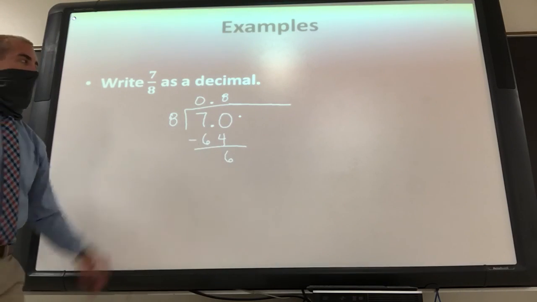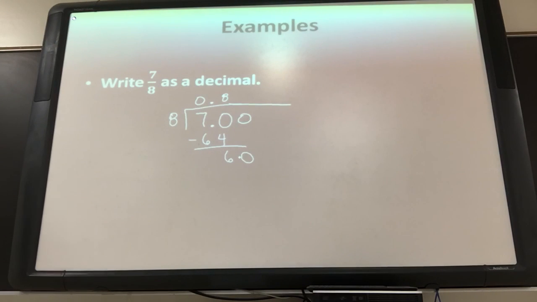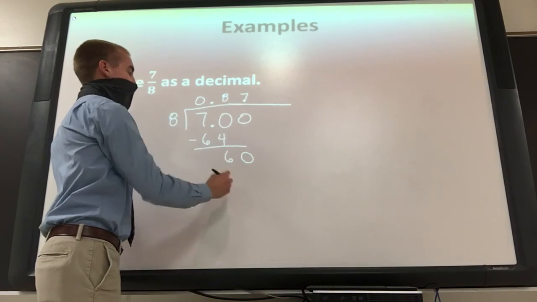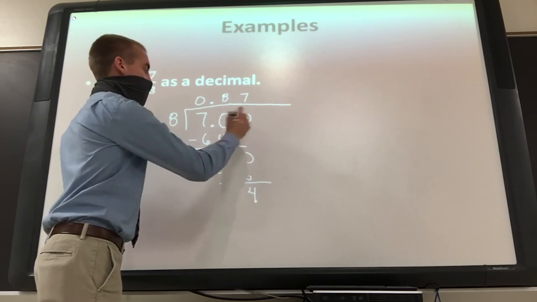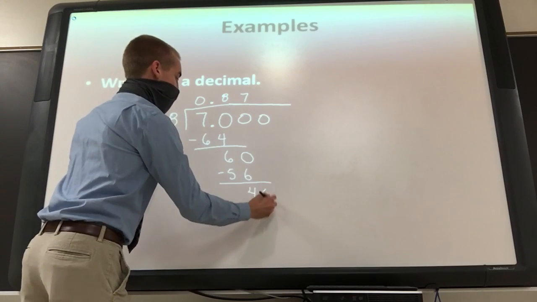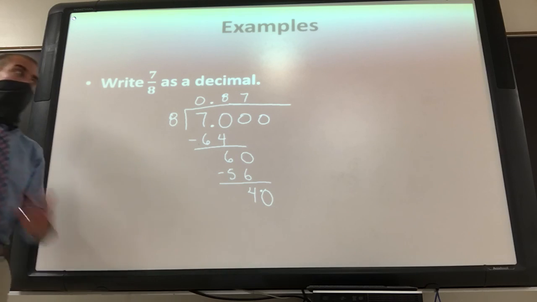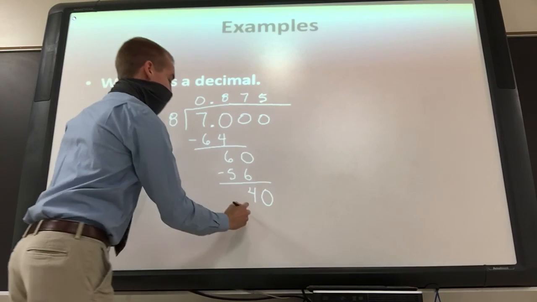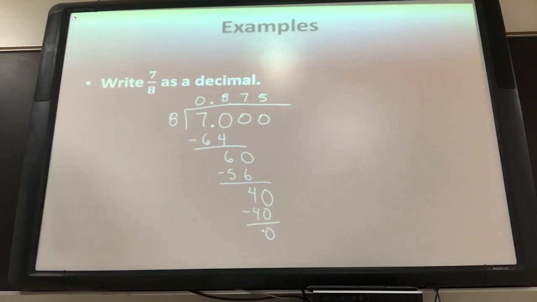So 8 doesn't go into 6, pull down another 0. 8 goes into 60. 7 times. And 8 times 7 is 56. When we subtract, we get a 4. 8 doesn't go into 4. Add another 0 up top and pull it down. 8 goes into 40. 5 times. And 8 times 5 is exactly 40. So if we have a remainder of 0, that means we are done dividing.